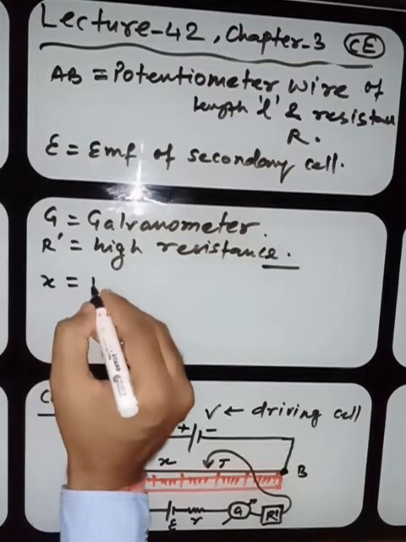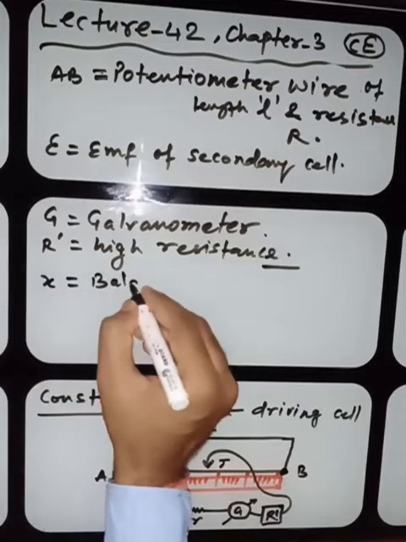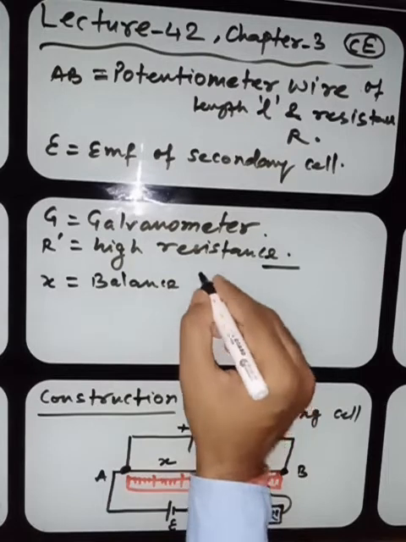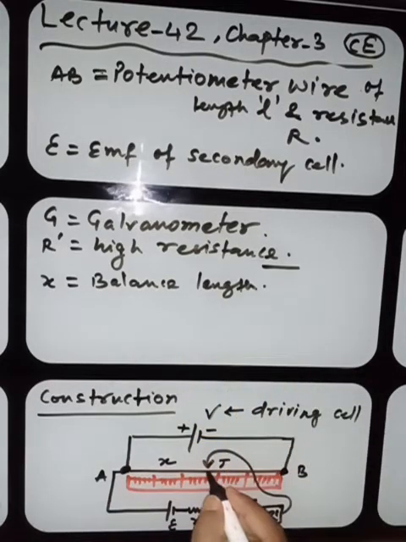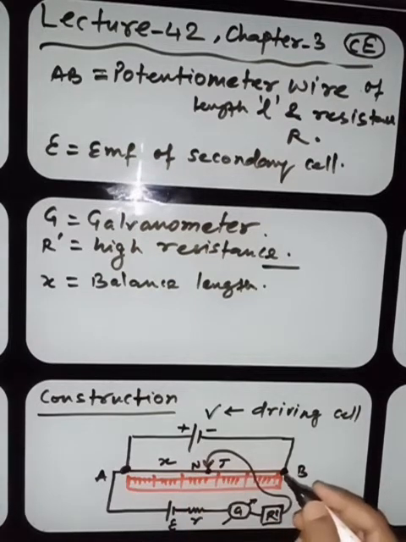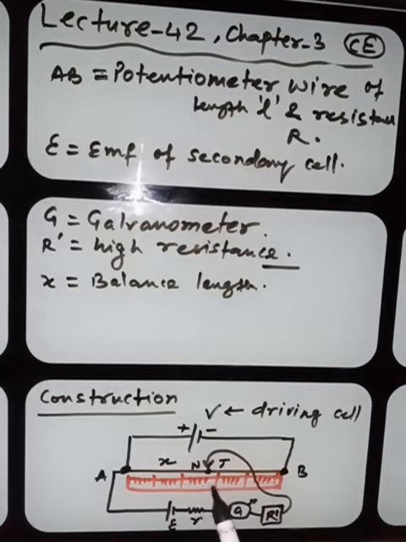X is the balance length, and J is the jockey, but this point is called the null point. This point is called the null point, where you find Ig is 0, where the current through this galvanometer becomes 0. That point will be considered as the null point.